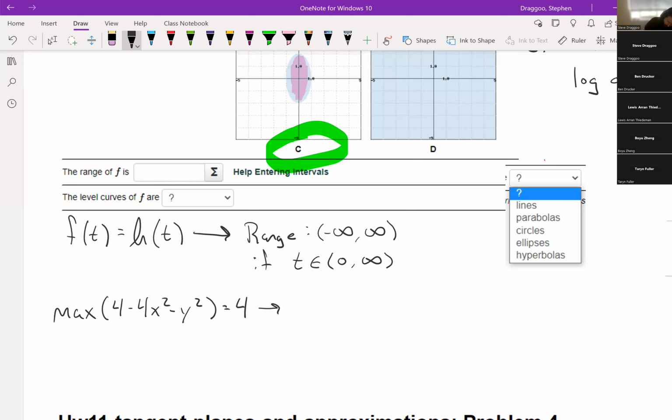meaning that the range of our function of x and y, rather than of t, is negative infinity up to the natural log of 4. This time we will include that number, so a bracket at natural log 4. Because the interior, the inside of our natural log, has a maximum value of 4, our range has a maximum value at the natural log of 4.